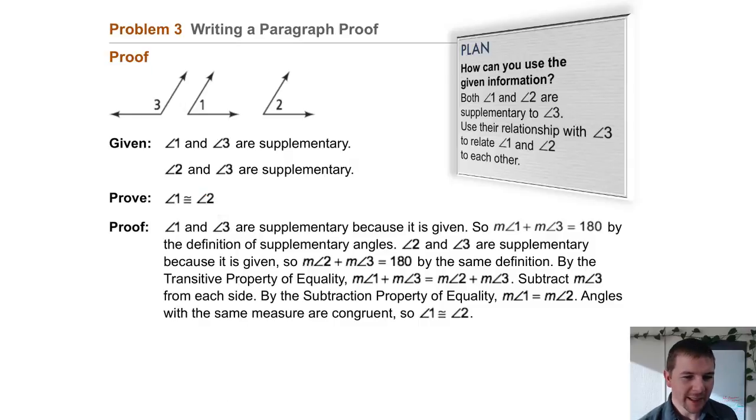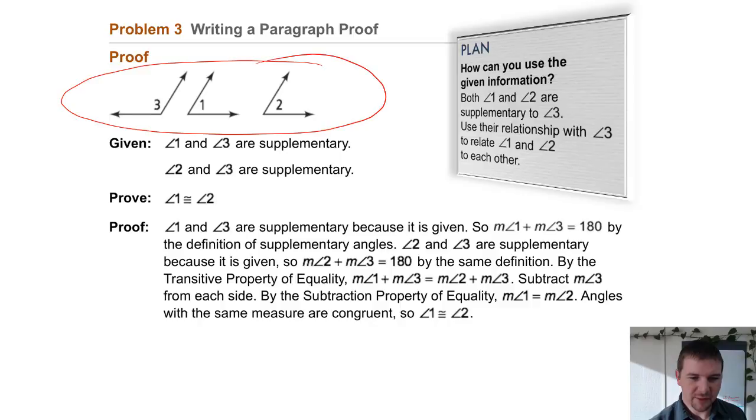Problem 3, writing a paragraph proof. So we're given three angles in a diagram, angles 3, 1, and 2, and we're given the information that angles 1 and 3 are supplementary and 2 and 3 are supplementary. Our job is to prove that angle 1 is congruent to angle 2. So I often like to think in terms of a two-column proof, what my statements would be, what my reasons would be, and sometimes even map out the two-column proof first before translating it into a paragraph proof.